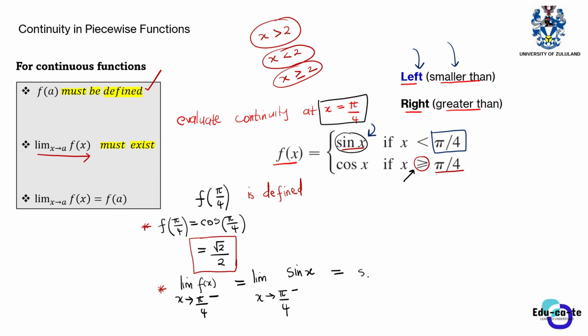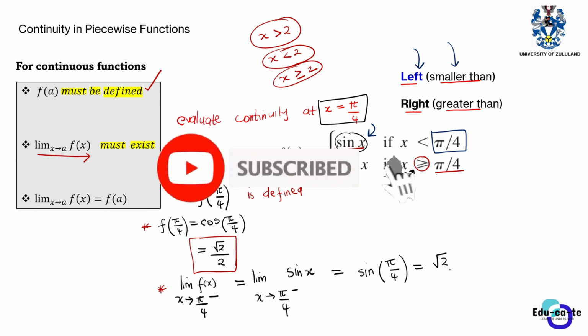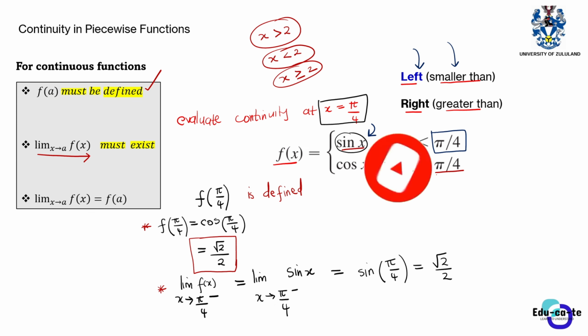And in this case, you just substitute pi over 4 where there is x. So that's going to be sine of pi over 4. Sine of pi over 4 is just square root 2 over 2. This is pi over 4 radians. Make sure that your calculator is in radians so that you can get a correct value. So this is the limit from the left hand side. When you approach from the left hand side, the limit is square root of 2 over 2.